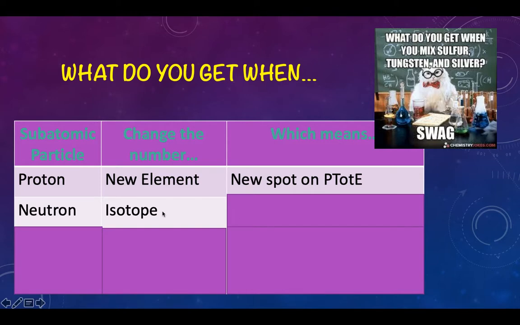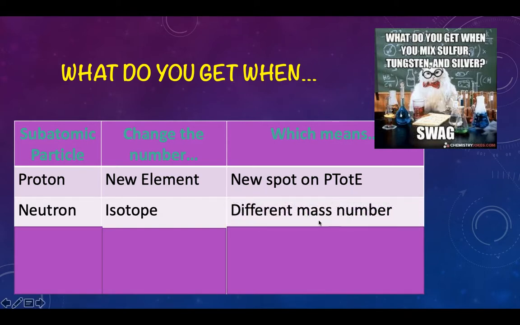We'll talk more about that in a little bit. But what that means is you get a new mass number. So remember, when we were doing particle drawings, we used the mass number to figure out the neutrons, right? Because remember, mass number minus atomic number, or mass number minus protons, gives you neutrons, which means protons plus neutrons equals the mass number. So if you change the neutrons, you get a different mass number, and that's called an isotope.